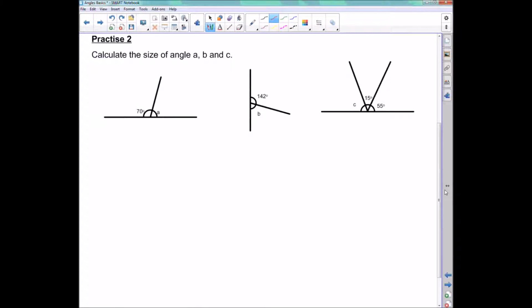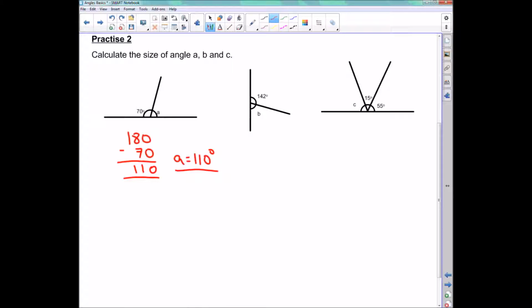Okay, so hopefully you've had a go at those three, so I'm just going to run through the answers now with you. So first off, for A, I need to do 180 and take away 70. Again, the column method is probably the best one to use for this. 0 take away 0 is 0, 8 take away 7 is 1, 1 take away 0 is 1. A has to be 110 degrees.